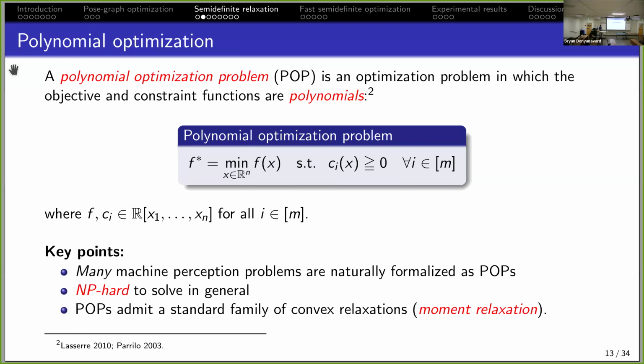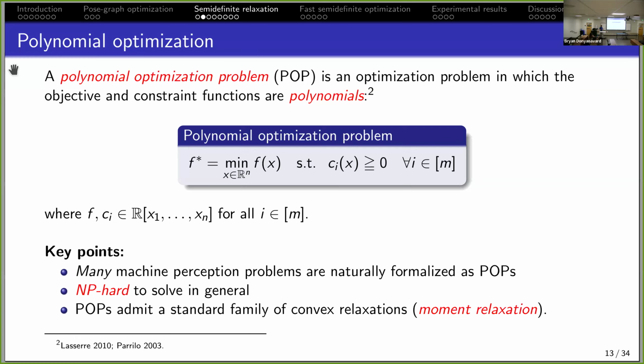And so this is kind of nice because, as it turns out, there's a ton of machine perception problems that can be formulated in this way. That's great because it's a very flexible modeling class. It's perhaps less great because this modeling class is so broad, it encompasses tons of problems that are also NP-hard. And so overall polynomial programming is at least NP-hard to solve. So, okay, that makes sense.